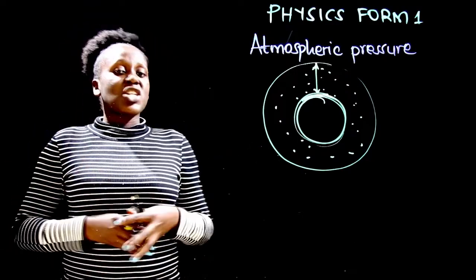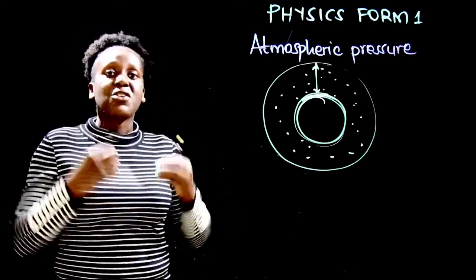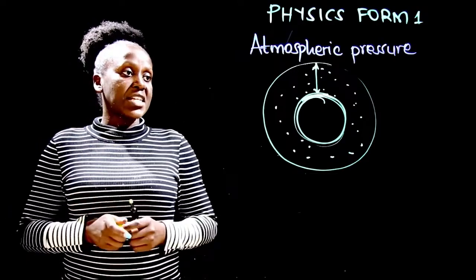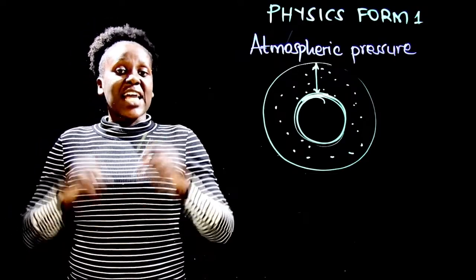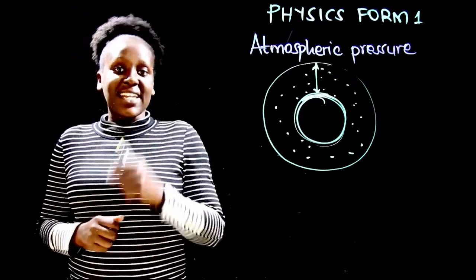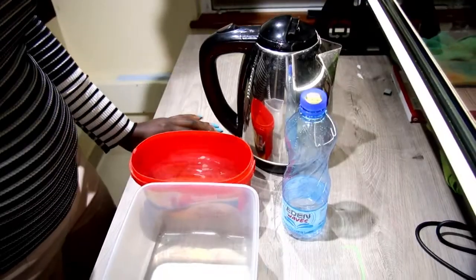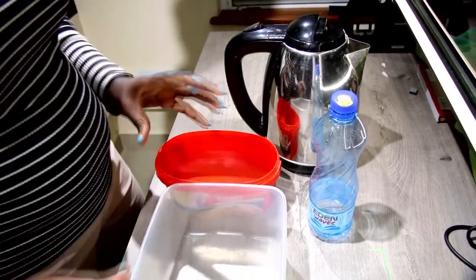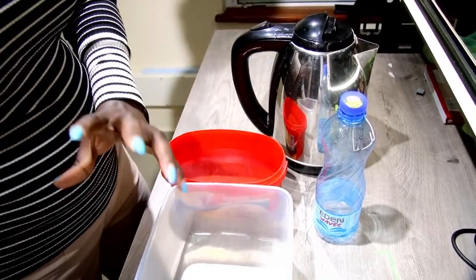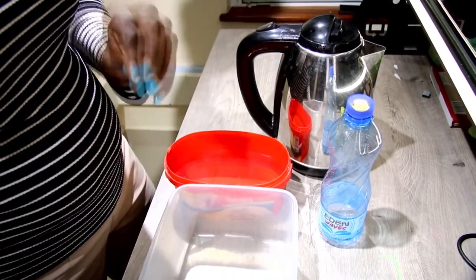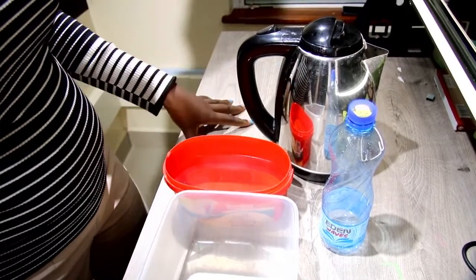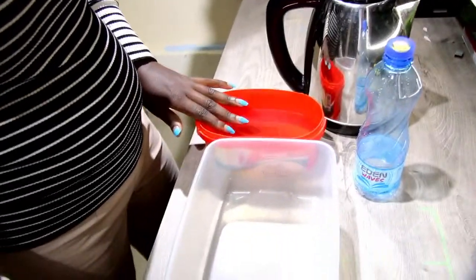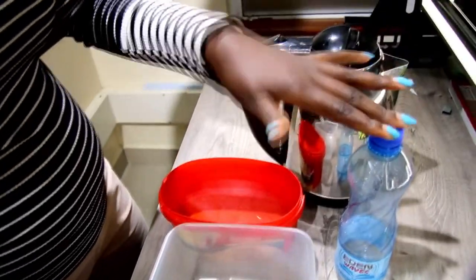So atmospheric pressure is a phenomenon that exists on a daily basis, and we are going to do an experiment to demonstrate that there is atmospheric pressure in the atmosphere. In this experiment, we are going to prove that there is atmospheric pressure around us. In the presence of air, there is always air pressure, which is the other name for atmospheric pressure. In this experiment, we are going to use a basin, cold water, hot water, and a bottle.